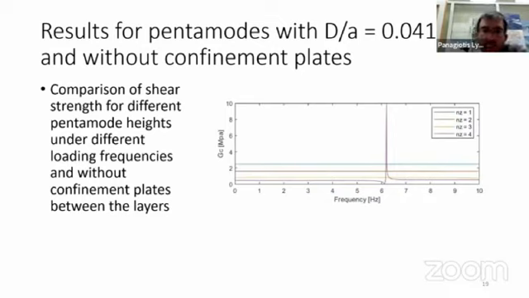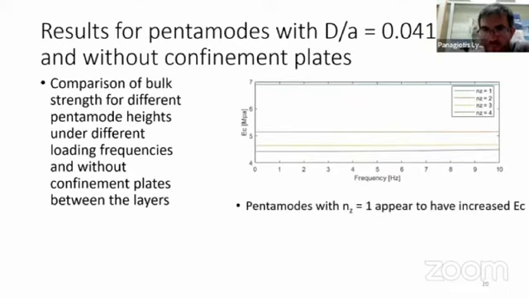As you can see, the Pentamodes with NZ1 appear to have the highest value for the shear strength, and we have a discrepancy for the Pentamode with NZ4. Now the results for the bulk strength. We have the highest value for the bulk strength for Pentamodes with NZ1.